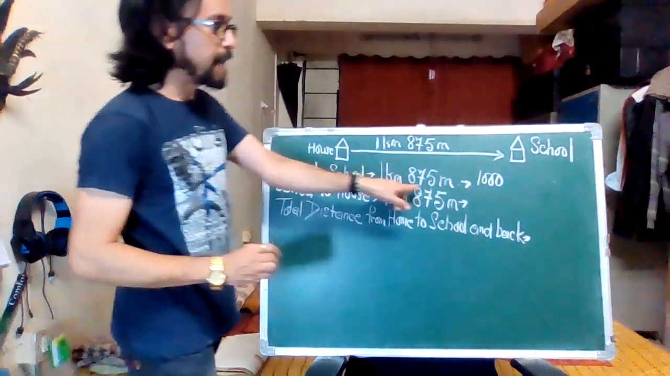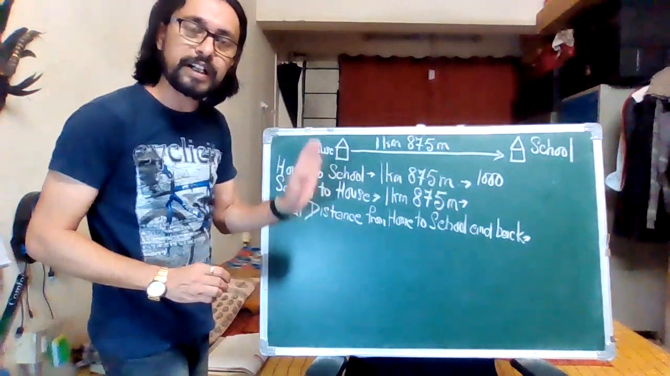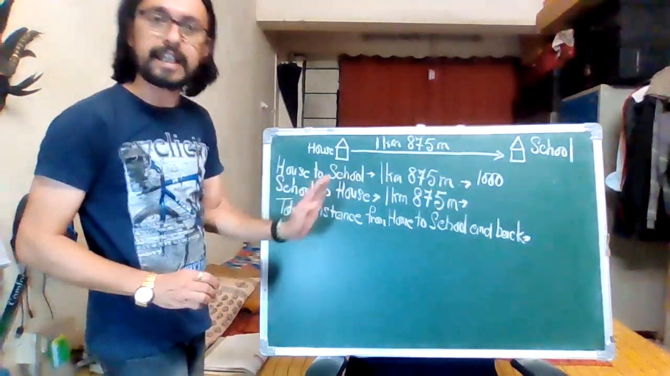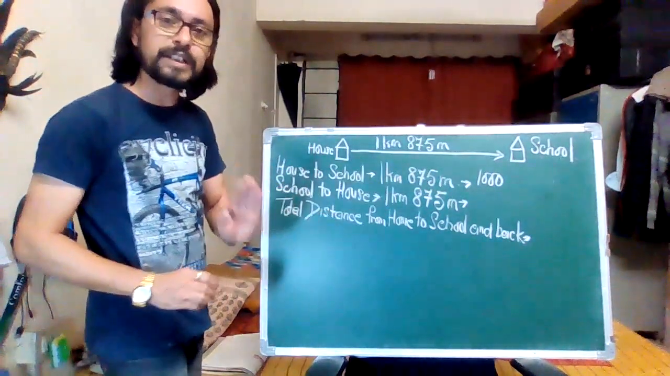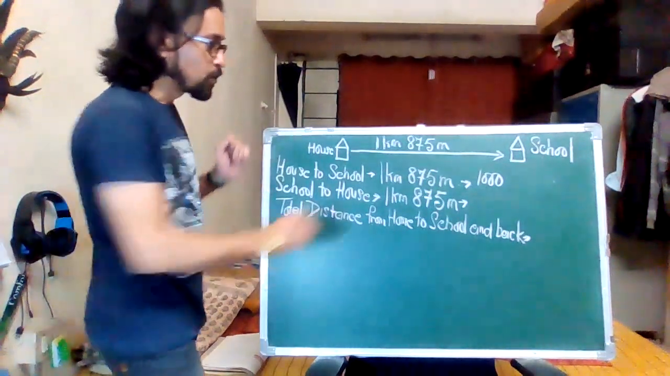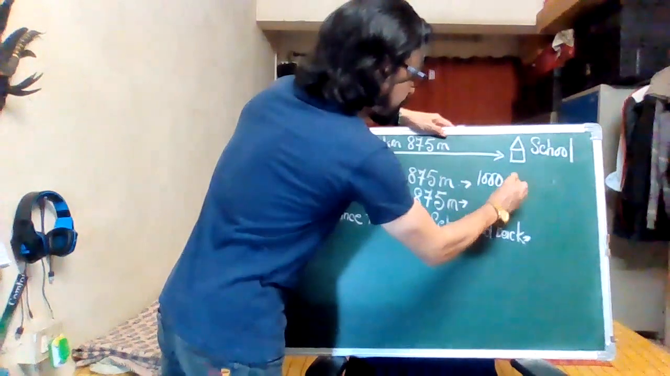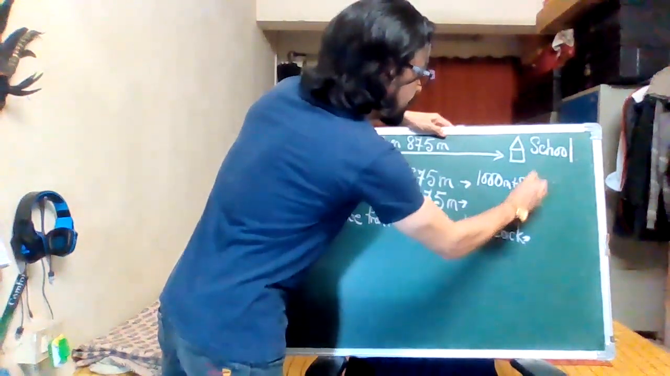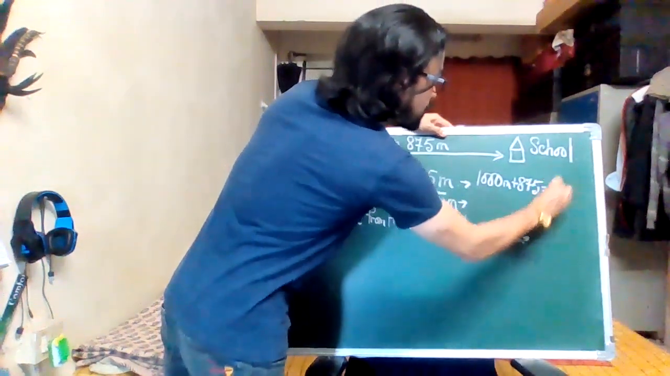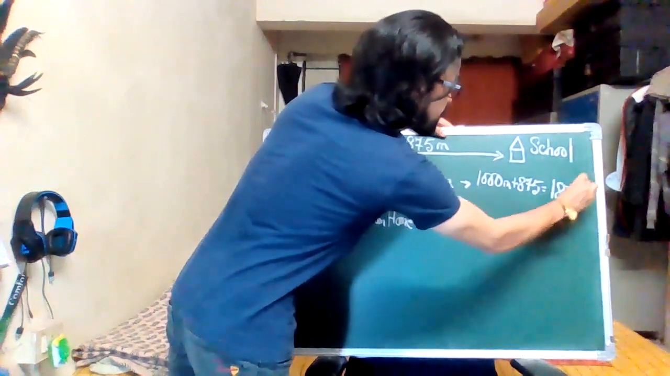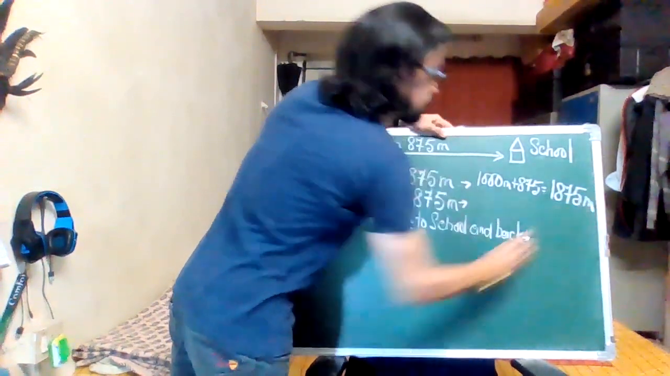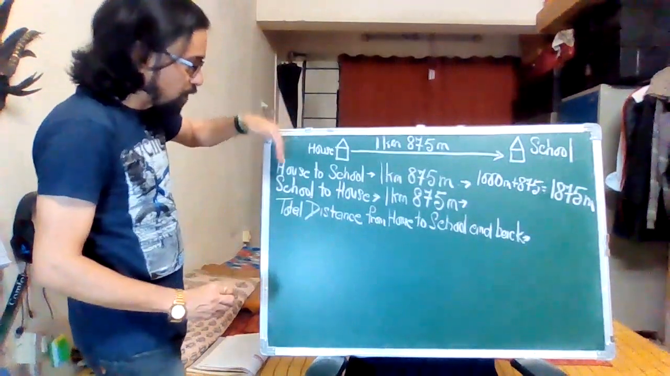And this has to be added to 875, which is already in meters. That doesn't have to be converted. Only the kilometer has to be converted. So 1 kilometer gives me 1,000 meters plus 875 meters gives me 1,875 meters. Again, now she's gone from house to school.